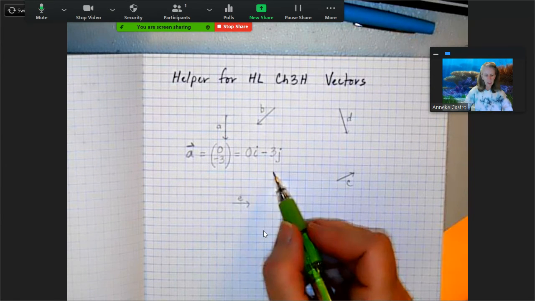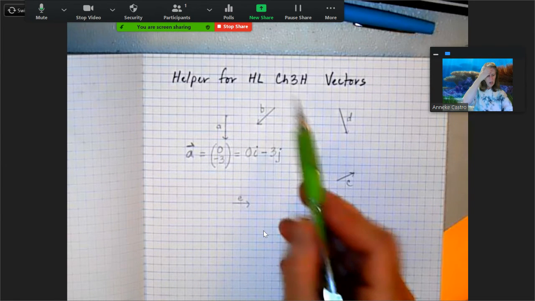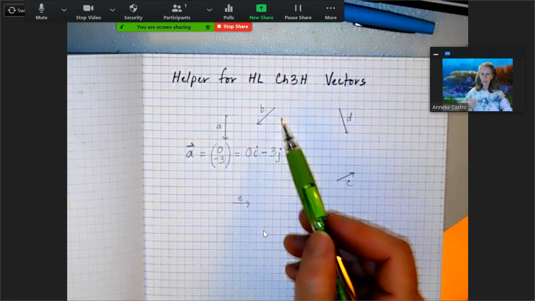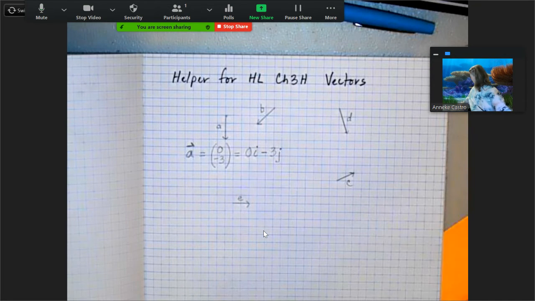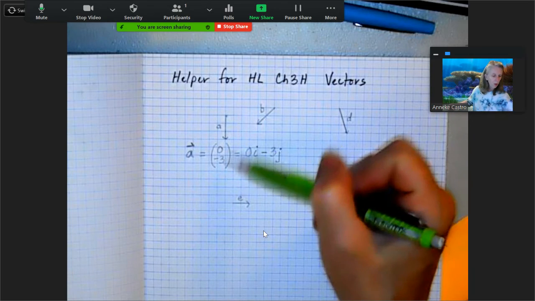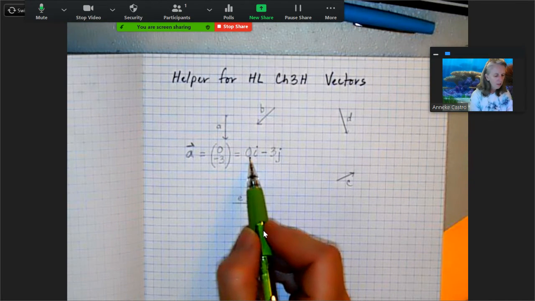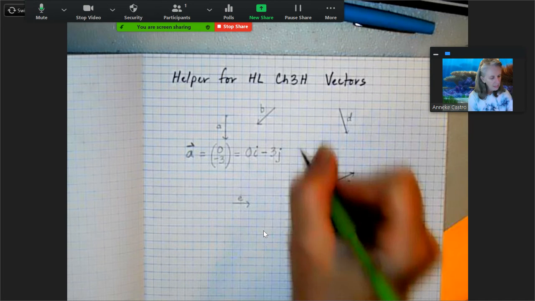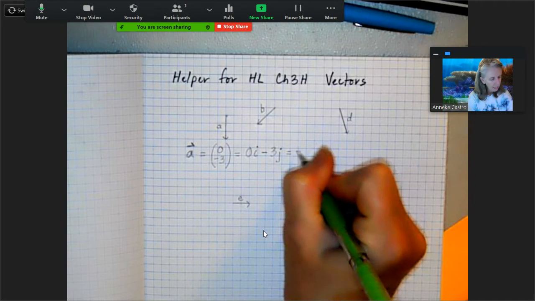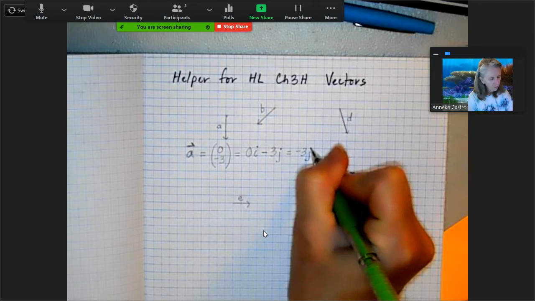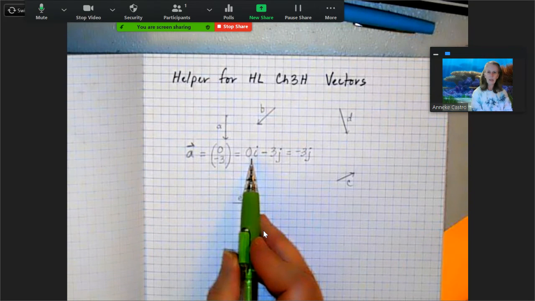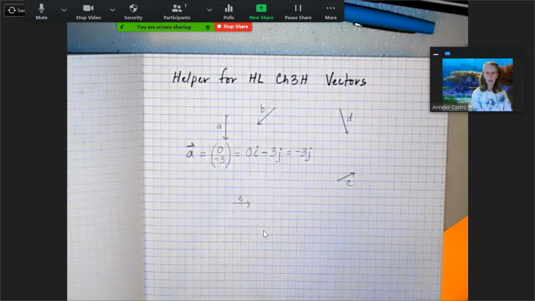This is actually question number 1 from chapter 3H. It asks you to write the following vectors as column vectors and using i and j notation. So here it is written in column form, and here it is using i and j. Now, if there are no i's, you can abbreviate this and say that it's just equal to negative 3j. Since it's 0 i's, you don't have to write the i's at all.